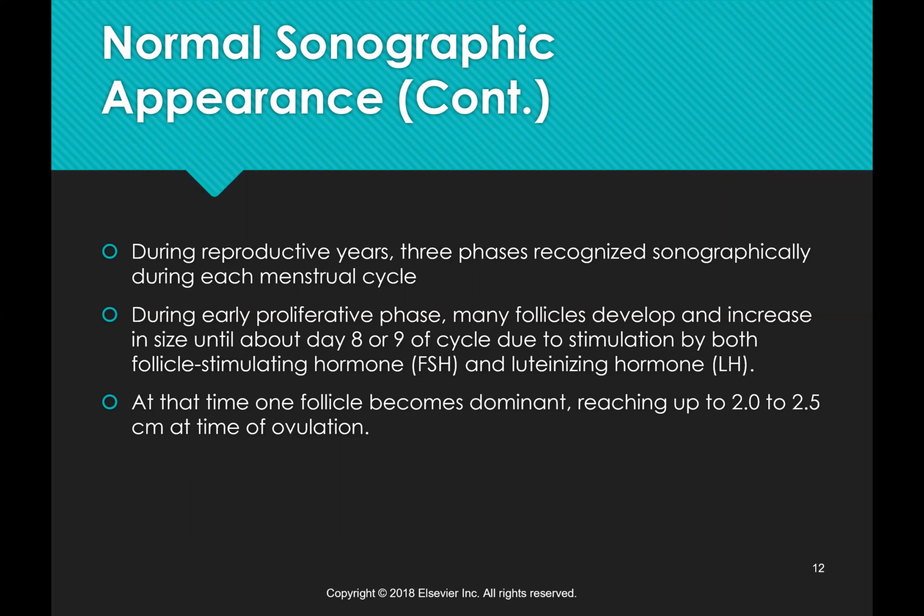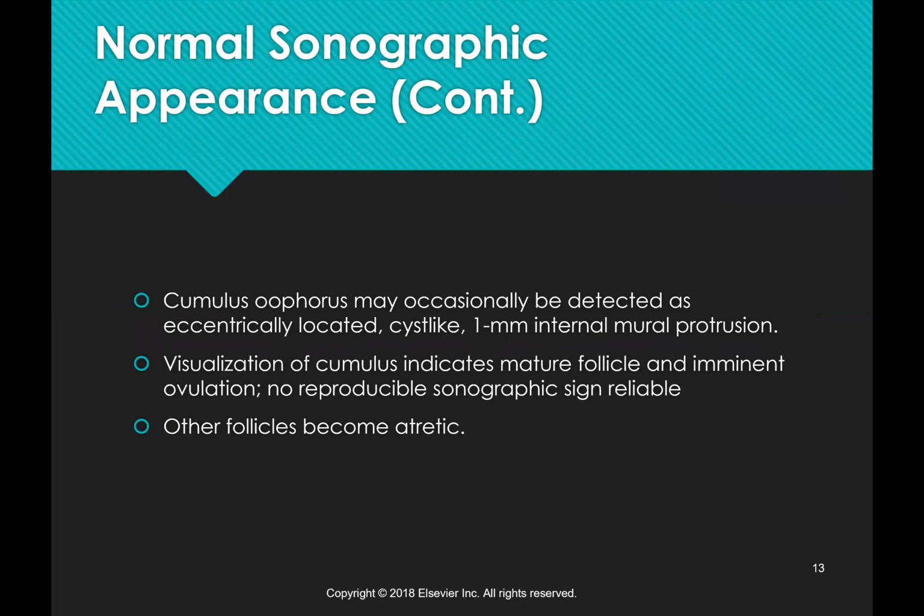The rest of the follicles die down. That's not their time. But there's one that reaches the peak, and it's the one that's going to be ready for ovulation. So if you scan yourself in your normal cycles and you see a dominant follicle around 2 to 2.5, that's totally normal, just a simple cyst, and you're probably getting close to ovulation. Sometimes you can see the cumulus oophorus, a little cyst-like area seen in the dominant follicle. And that just means that ovulation is about to occur.